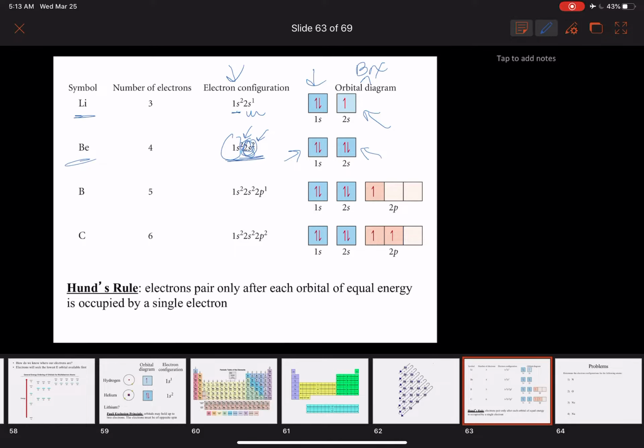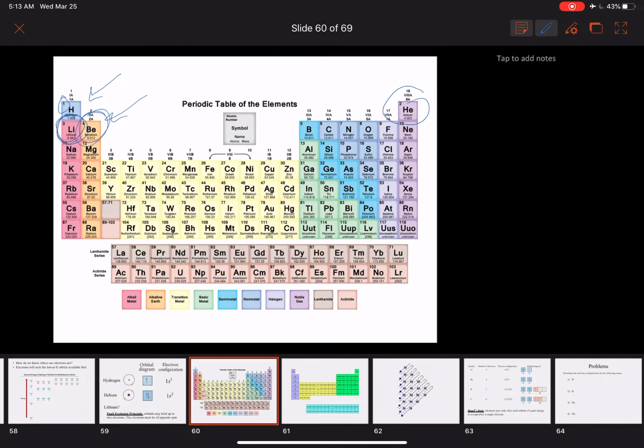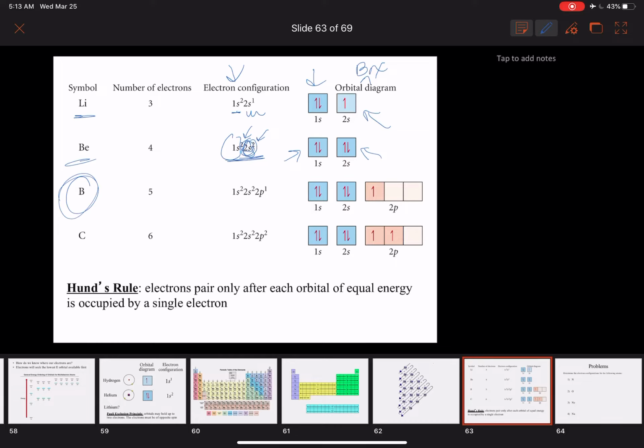All right, the next element is B. What's B, you guys? B is boron. Boron is atomic number 5. So we've got 5 protons and 5 electrons. So we put the first 2 in the 1s orbital and the second 2 in the 2s orbital, and then we've got a 5th electron that needs to go somewhere. And the next place that the electrons can go are into the 2p's.